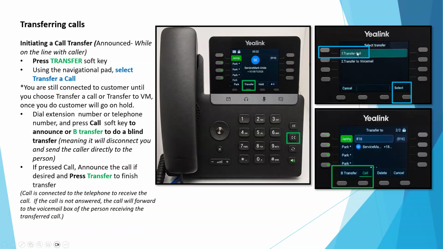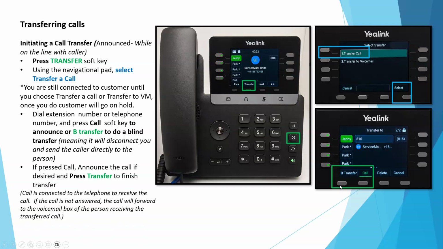So in this case, we're going to choose transfer to voicemail. So we just hit select. Once we hit select, because it's highlighted as transfer call, it is going to put the caller on hold. So again, I'm on the phone with Susie. I want to transfer this to Ryan. I press transfer, then I press select because it's already highlighted transfer call, and now Susie's going to go on hold.